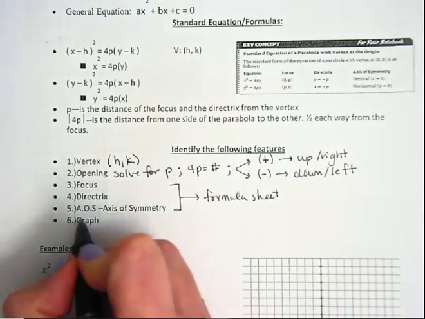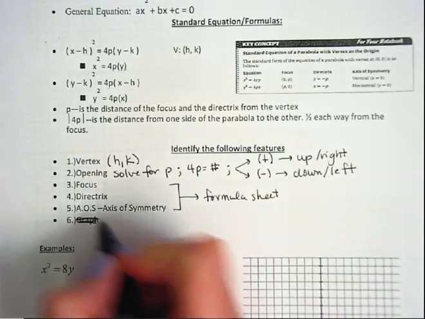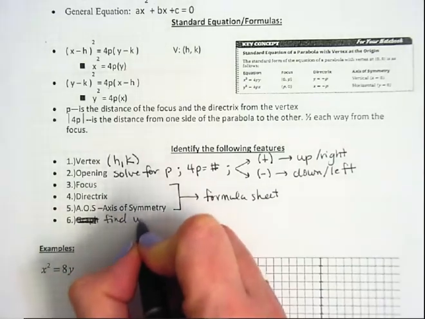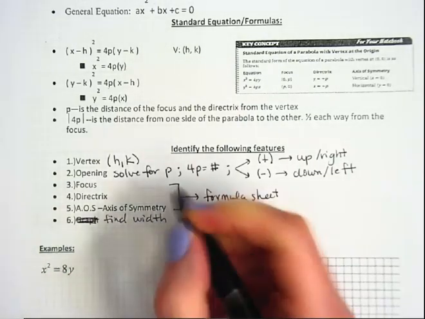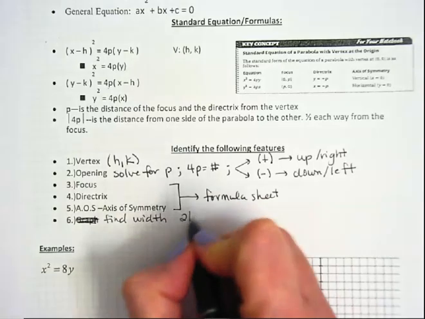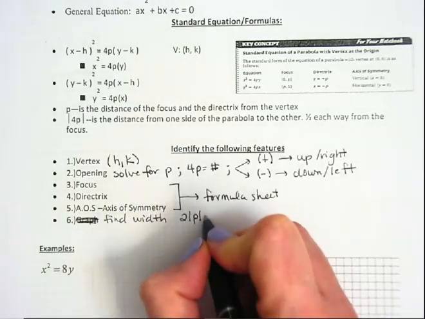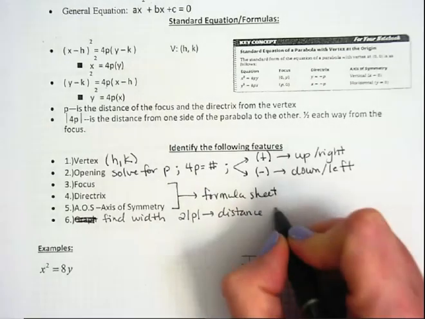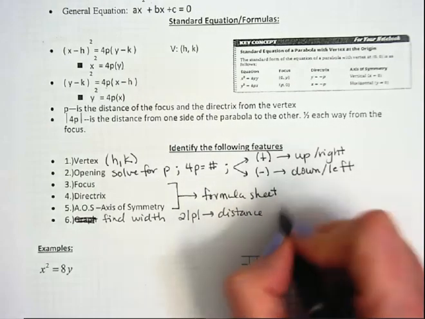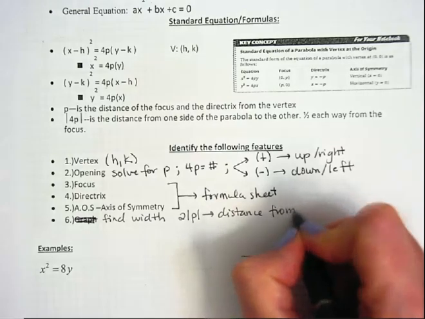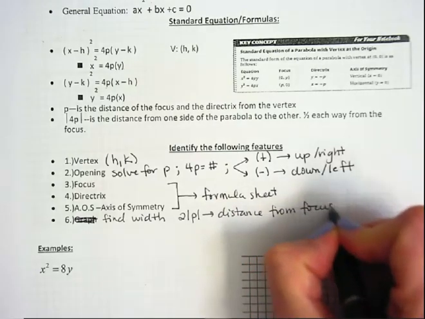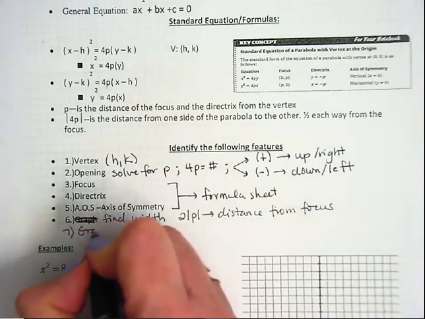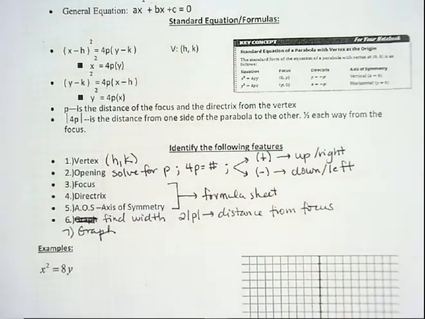And I actually want to add an extra step here. So I don't want step 6 to be graph. I want step 6 to be find width. And that is going to be 2 times the absolute value of P, and that is going to give you the distance on either side of the focus. So distance from focus, and then the last step is going to be to graph.